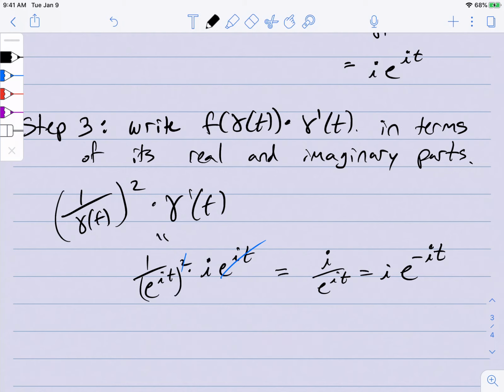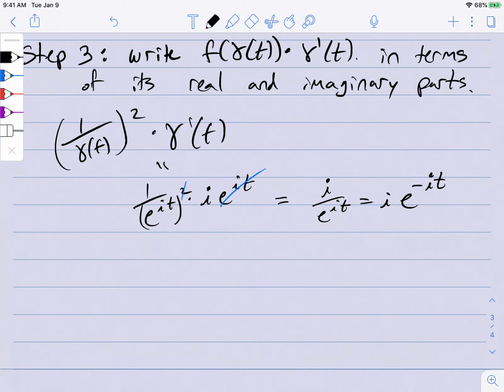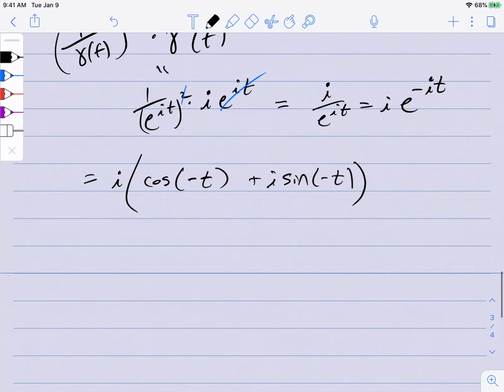I need to write it in terms of real and imaginary parts. Well, remember e to the iy is cosine y plus i sine y, and so this is equal to, I've got the factor of i out front, and it's cosine of minus t, what's being multiplied by i in the exponent, plus i sine of minus t. And if I multiply the i back through, this becomes negative sine of minus t plus i cosine of minus t.